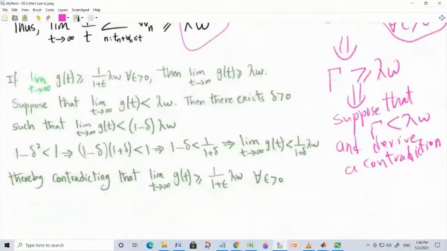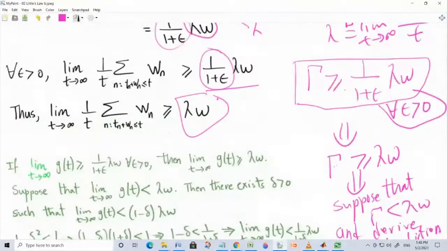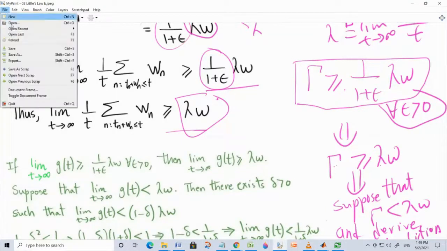And again, I wrote it down here. You can do a proof by contradiction. Sometimes these things are hard to swallow, but just assume the opposite, and you will find that there is a contradiction. And so it must be true that this statement is true. And so we have a lower bound also going to lambda w, and now we are done. So that's Little's law, a fundamental result in queuing theory.